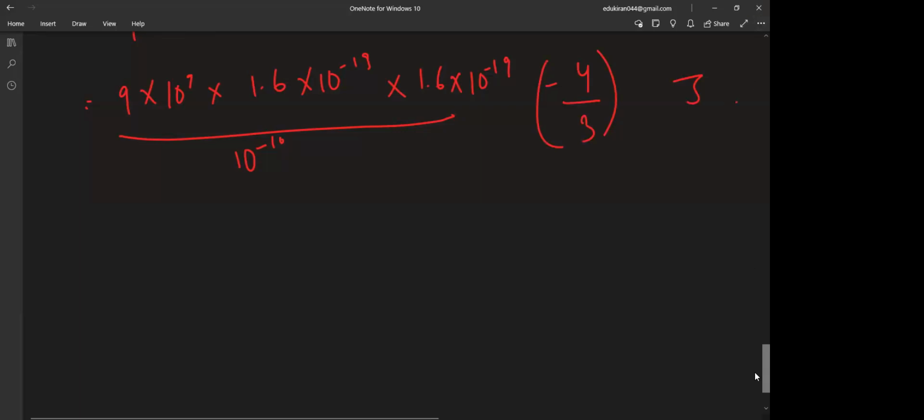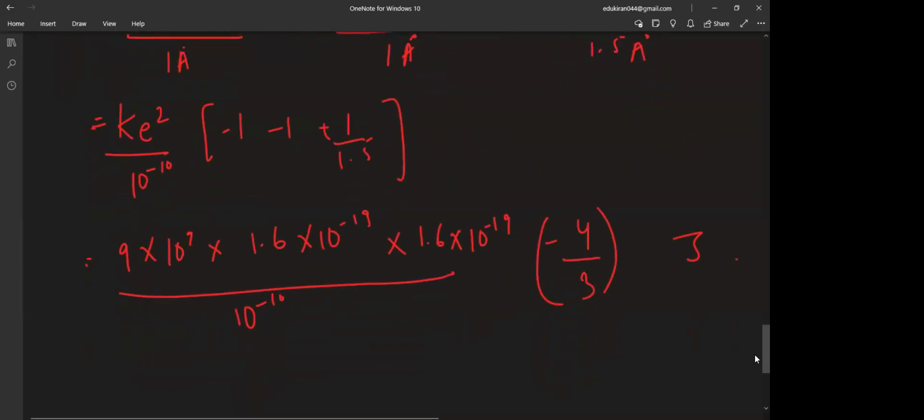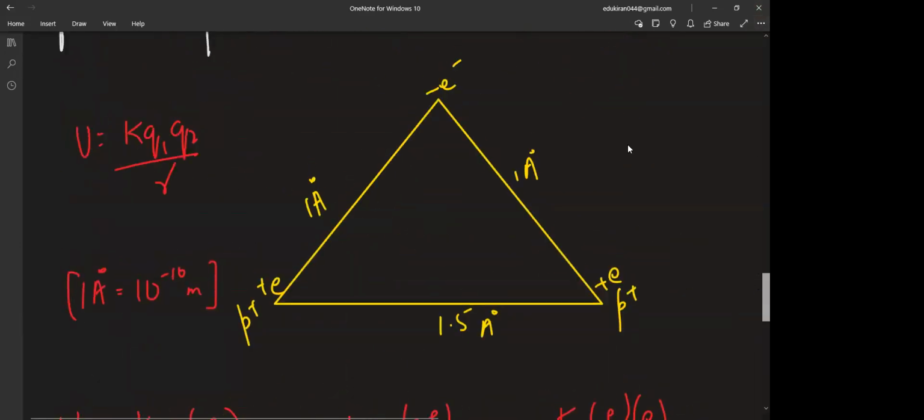Just check, someone check. Let me know what answer is coming. 19.2 is fine, Tarif. But why did you calculate it in electron volts? This and this will be cancelled. 1.6 will be divided. Okay, write it down. Write down the solution.